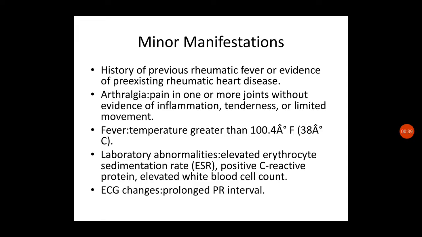So now we can see minor manifestations. There will be a history of previous rheumatic fever or evidence of pre-existing rheumatic heart disease. So there are chances of pre-existing rheumatic heart disease or a previous history of rheumatic fever that can be there, or any streptococcal infection that we already discussed. The second one is arthralgia.